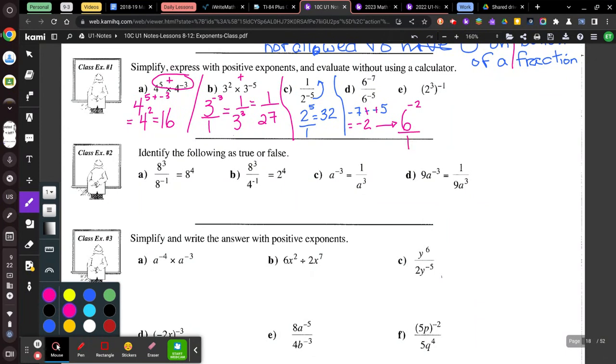Now you've got to flip it to make it positive. So it's going to become 1 over 6 squared. And now we solve that. So that'll be 1 over 36.